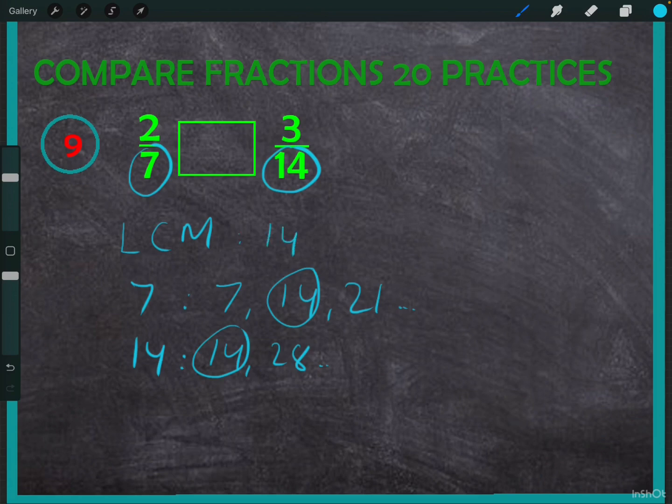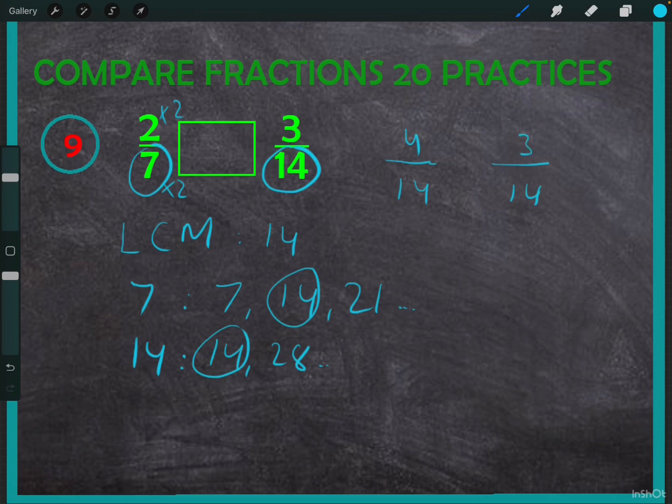From here, we will convert the two original fractions into two new fractions with 14 in the denominator. For the first fraction, we must multiply 7 by 2 to get 14, and we also must multiply 2 by 2 to get the equivalent fraction. 2 times 2 is 4, so 4 over 14 is the equivalent fraction of 2 over 7. The second fraction, we just write 3 over 14 again.